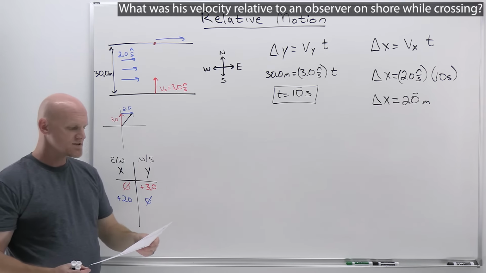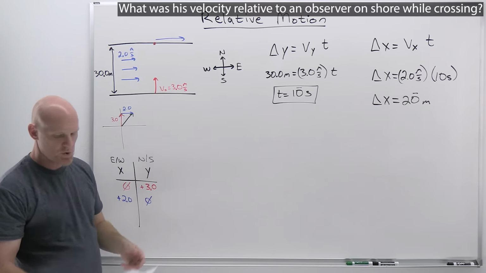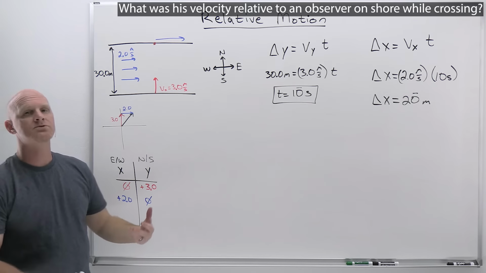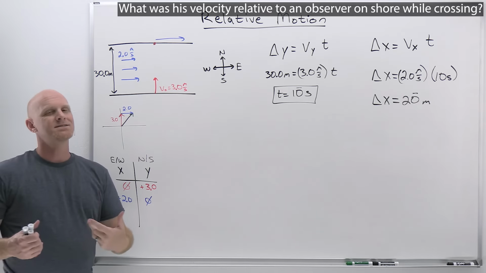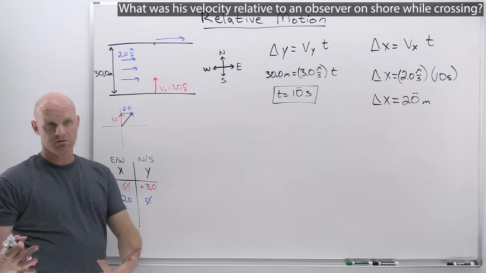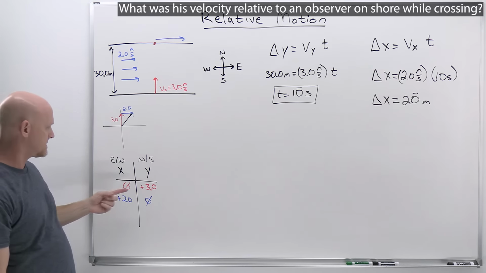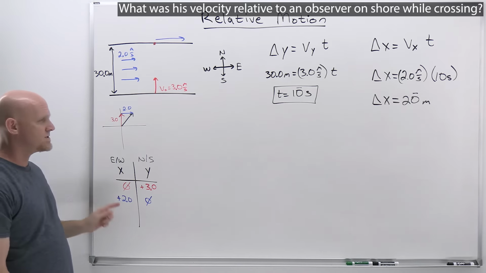Number 3 is, what was his velocity relative to an observer on shore while crossing? Well, if we've got an observer who's standing still on the shore, this is the same as saying, what was his velocity relative to the Earth? And again, we know the components, 3 in the y direction, 2 in the x direction, and so we can just use the Pythagorean theorem to figure out what that resultant vector is.